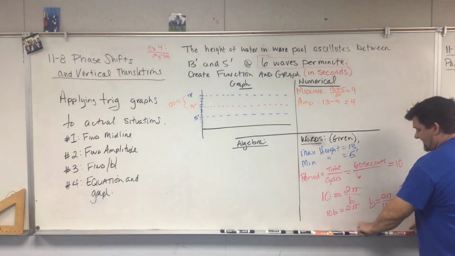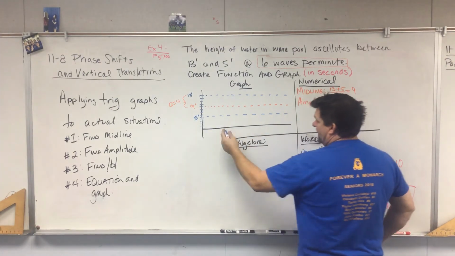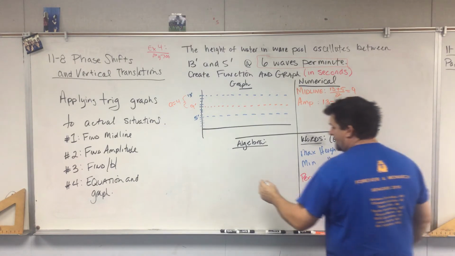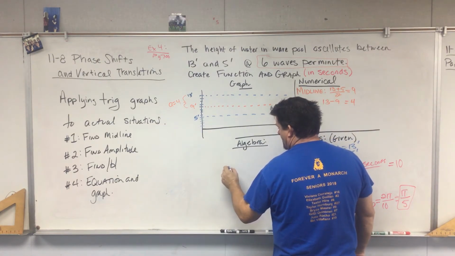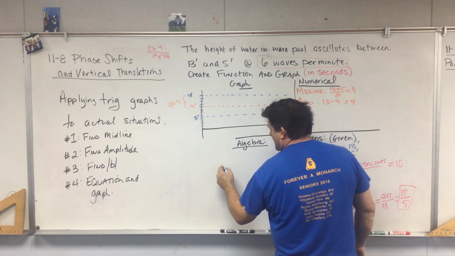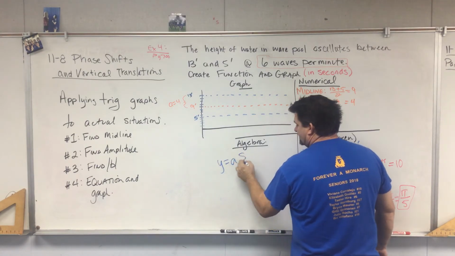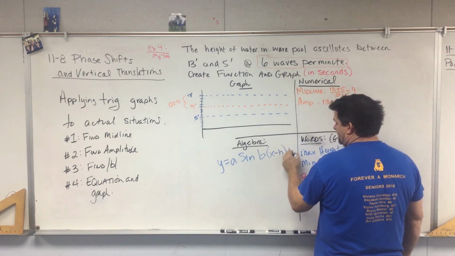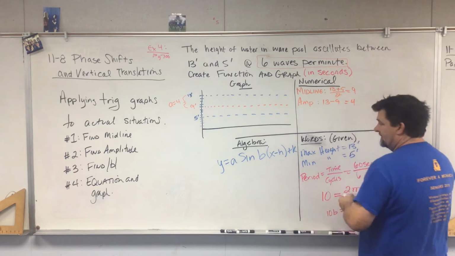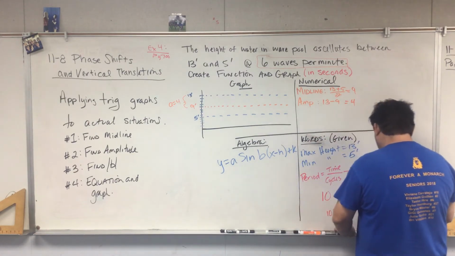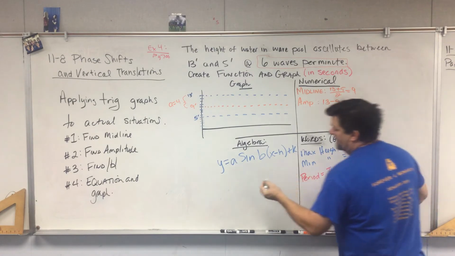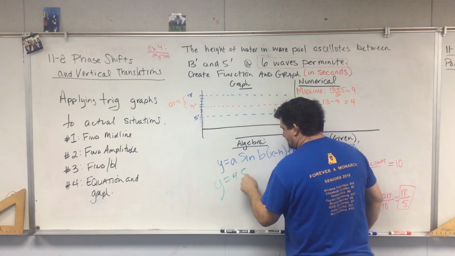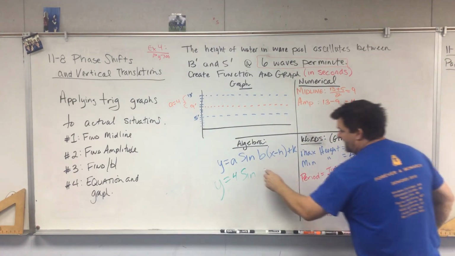Now we just take everything, and don't forget, we put it into our equation. We get y equals a sine b x minus h plus k. So let's put this thing together. Y equals my amplitude, 4, sine b, pi over 5.